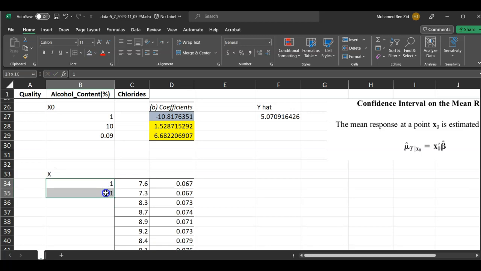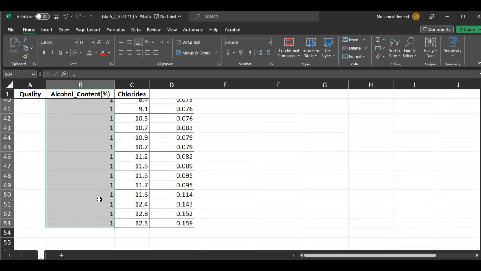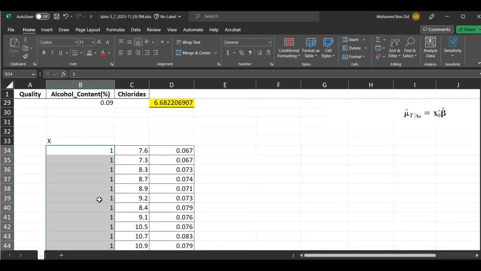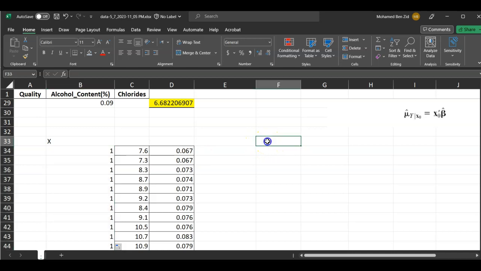All right, that's how we define the x. So we can extend this, so all first column should be 1. Now what we want to do is calculate the x prime. Again, x prime means a transpose, and times the matrix x, which is this one.